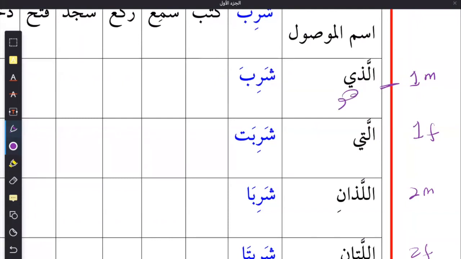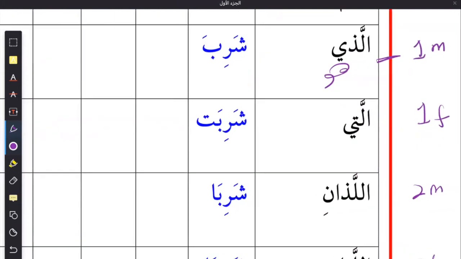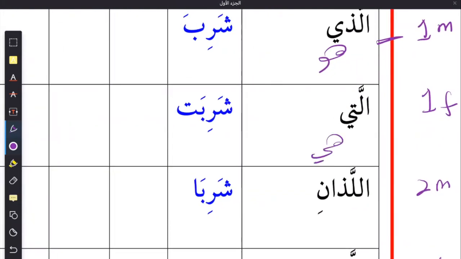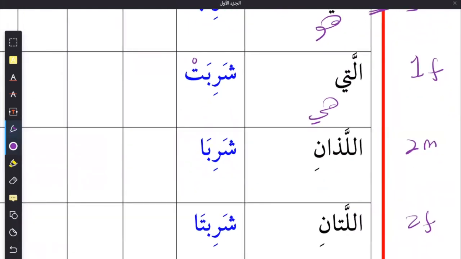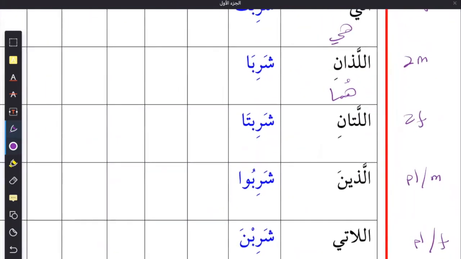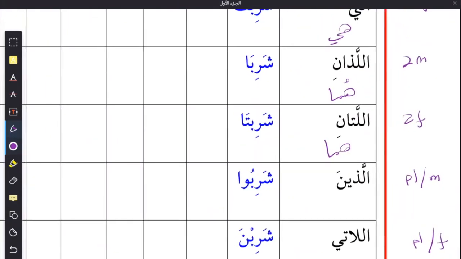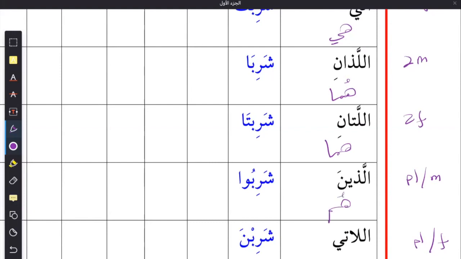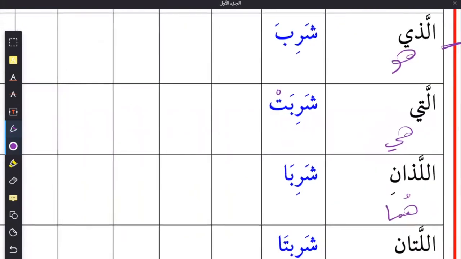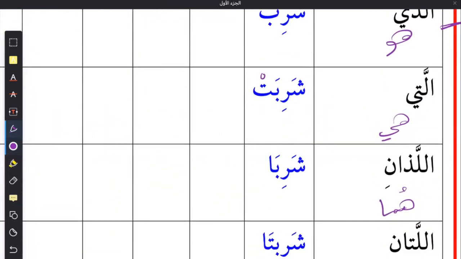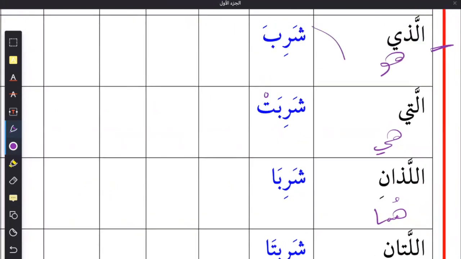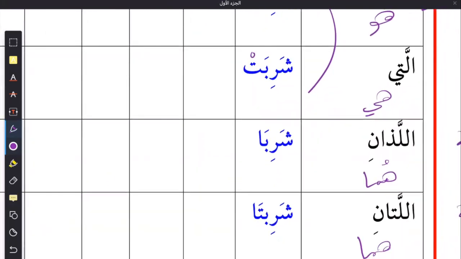You will say alladhi shariba, who drank. When you say allati, this would be hiya. So what verb conjugation are you going to be using? Sharibat. Okay, so for alladhani, now we have huma, and then hum and hunna. So we have huwa shariba, hiya sharibat. These two we know. There's no problem. We've studied them before. So now how do we say huma?